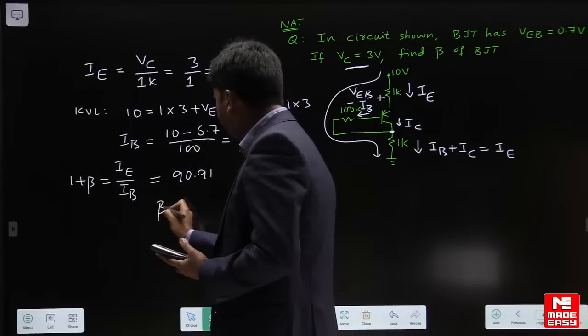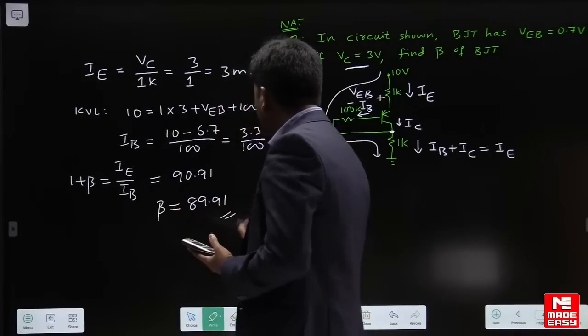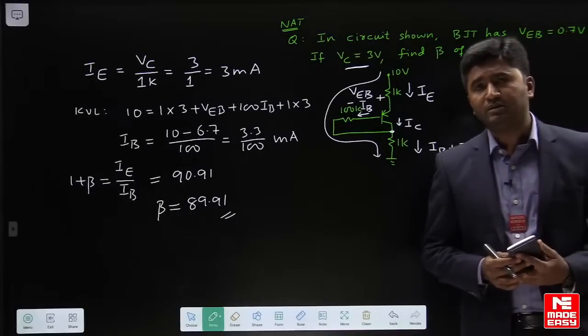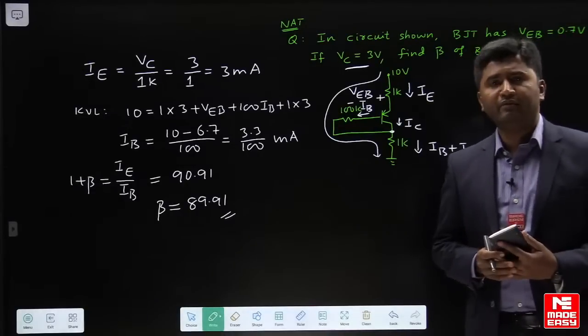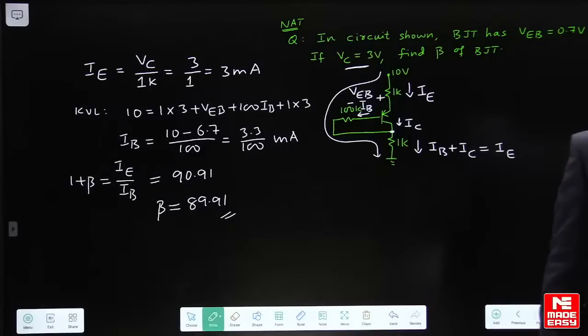So if you find beta, it will be 89.91. So in this numerical answer type question, the transistor has a beta of how much? 89.91. Okay, I have got answers from some of you. Yes, 89.91 is the correct answer.